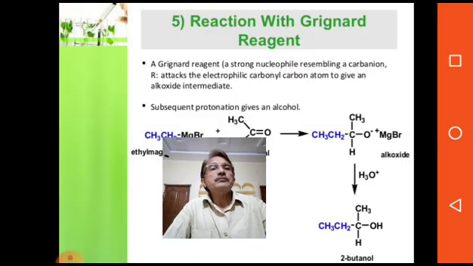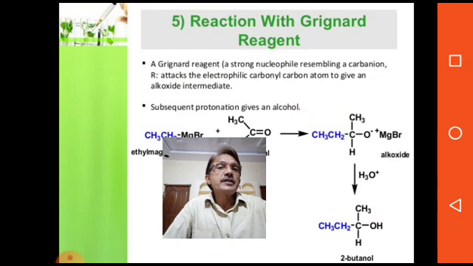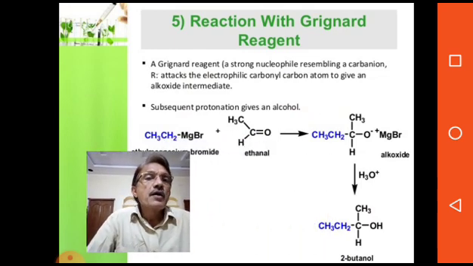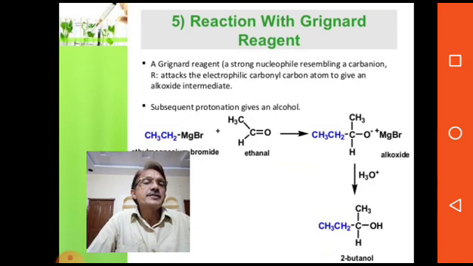So a Grignard reagent may react with aldehydes, giving rise to alcohols. Here, ethyl magnesium bromide, when it reacts with acetaldehyde, gives an intermediate product, that is alkoxide. This alkoxide upon hydrolysis gives a secondary alcohol, that is 2-butanol.